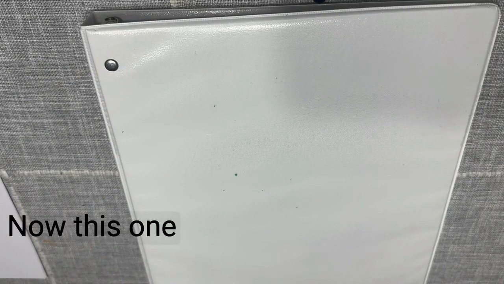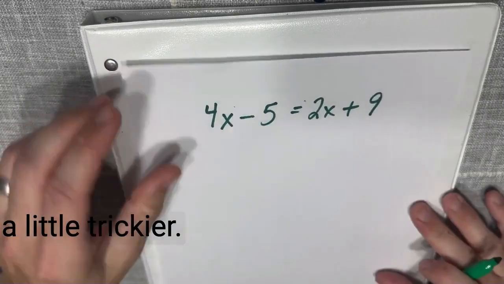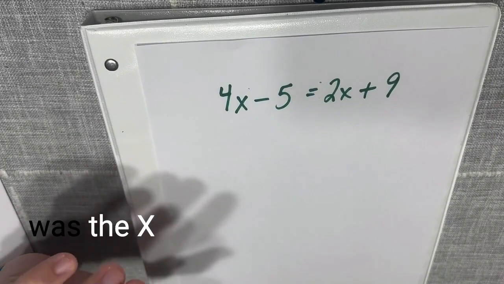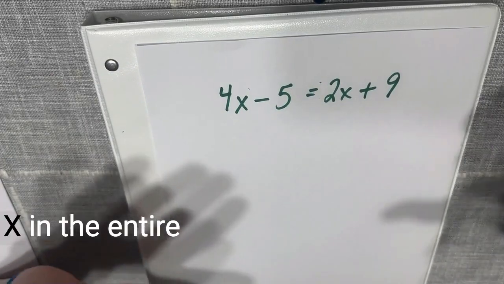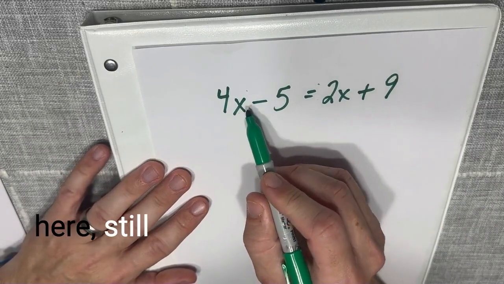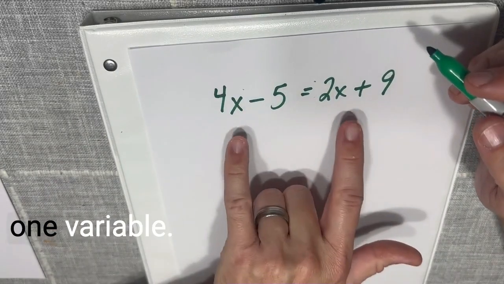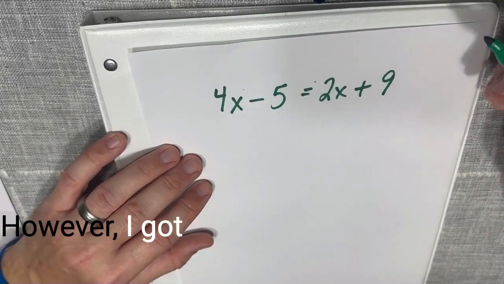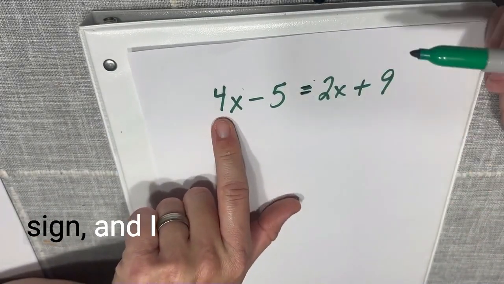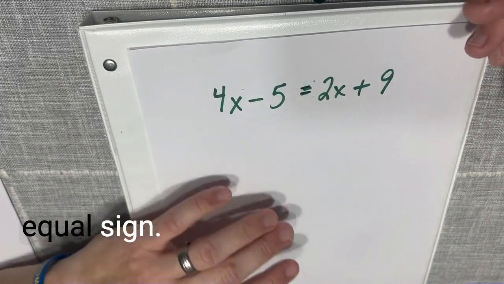Now we're going to go to our second question. Now this one is going to be a little trickier, okay? The first question we did, there was only one x in the entire problem. But here, if you notice, I've got an x over here, still one variable. We're still dealing with one variable, the x. However, I've got a 4x on the left side of the equal sign, and a 2x on the right side of the equal sign.